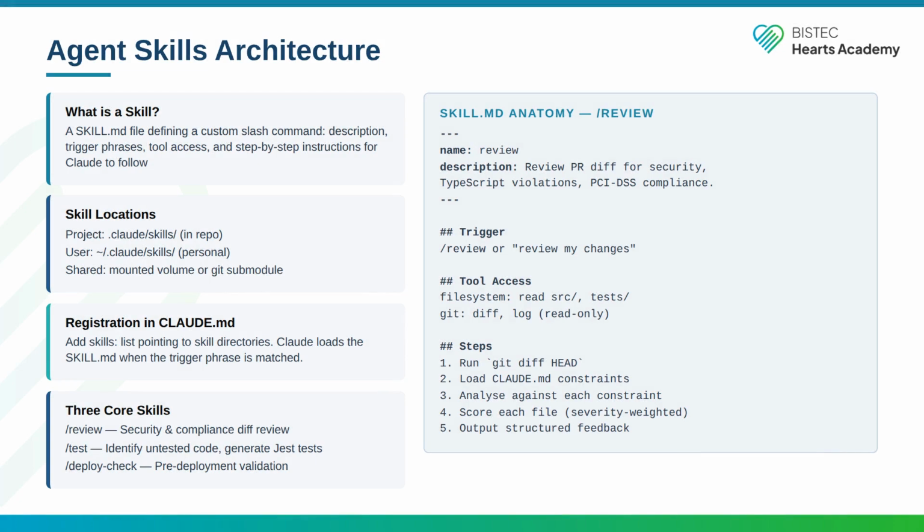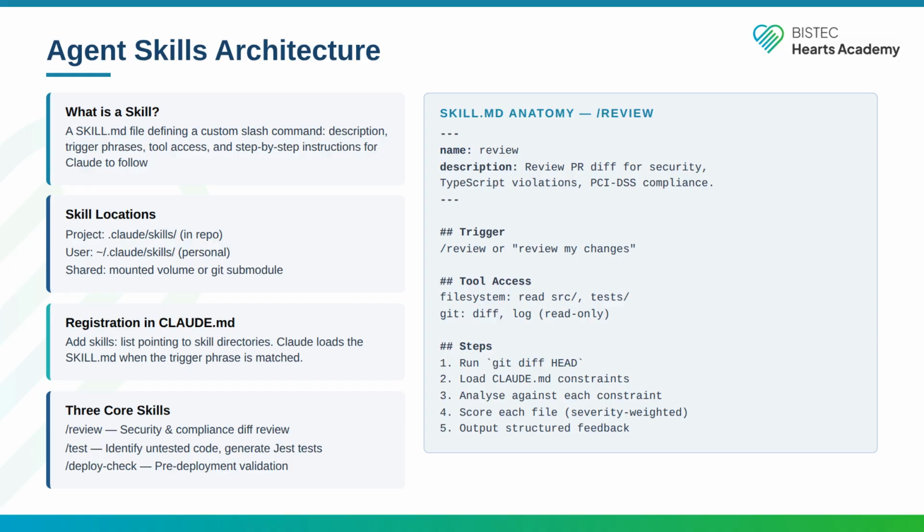Agent skills are the packaging unit for your team's institutional knowledge. A skill in the SKILL.md file is a system prompt for a specific task wrapped in a reusable slash command that any engineer on the team can invoke. Think of it as encoding your senior engineer's code review instincts into a reusable tool.